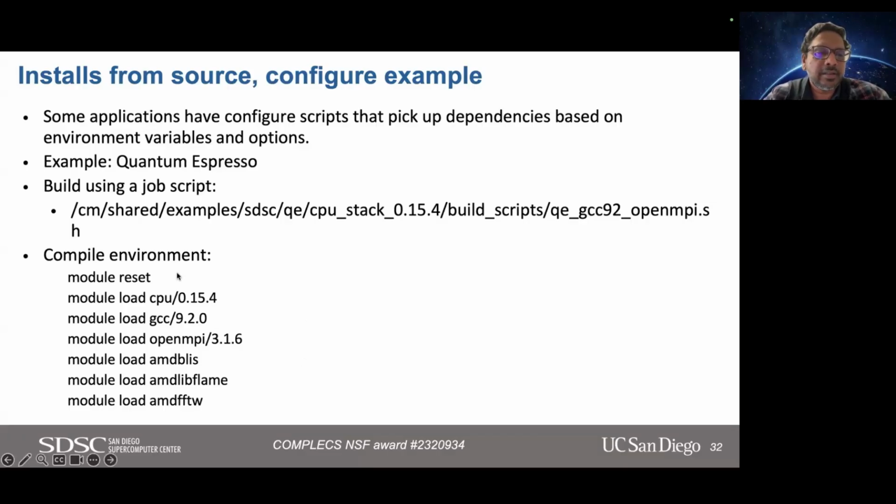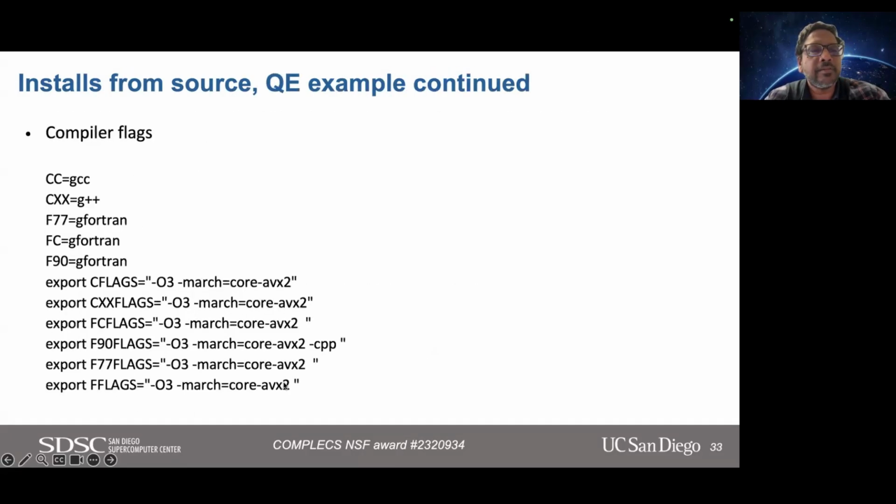So what we are doing is essentially loading equivalents of those. So like we are loading the GCC9 and OpenMPI. BLIS and libFLAME are essentially LAPACK and BLAS libraries that are AMD specific, and then we're loading the AMD FFTW. And the configure actually looks at some environment variables. For example, it looks at capital CC for the C compiler, CXX for C++, and so on.